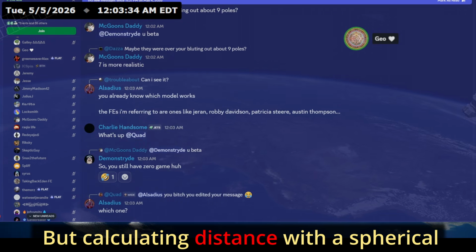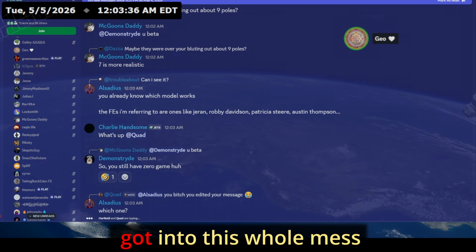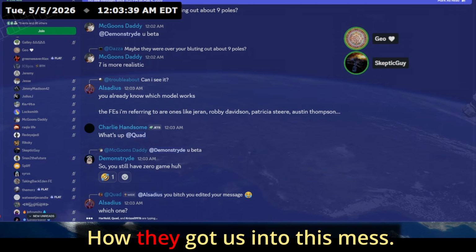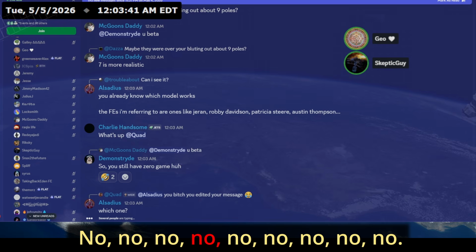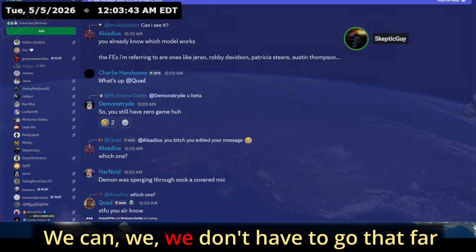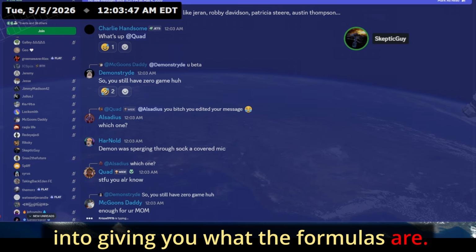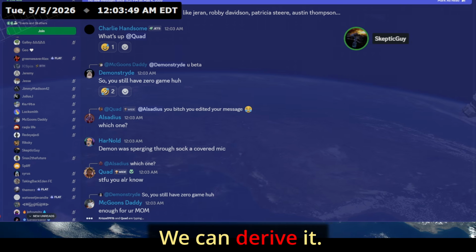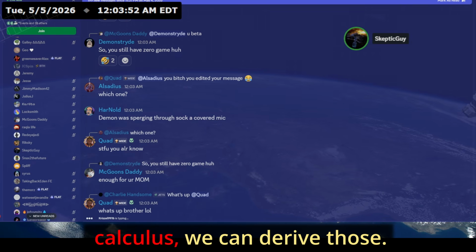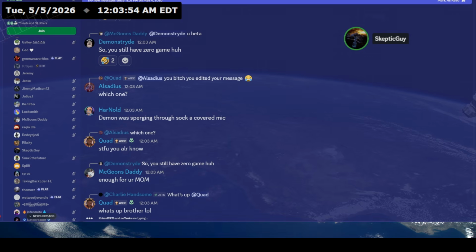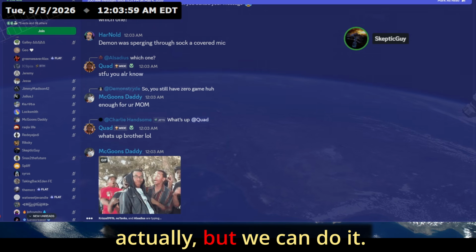Yeah, but calculating distance with a spherical assumption is how we got into this whole mess in the first place. How they got us into this mess, basically. No. We don't have to go that far into giving you what the formulas are. I have them. We can derive it. Any person taking calculus can derive those. Well, maybe not. I don't know about that actually, but we can do it.